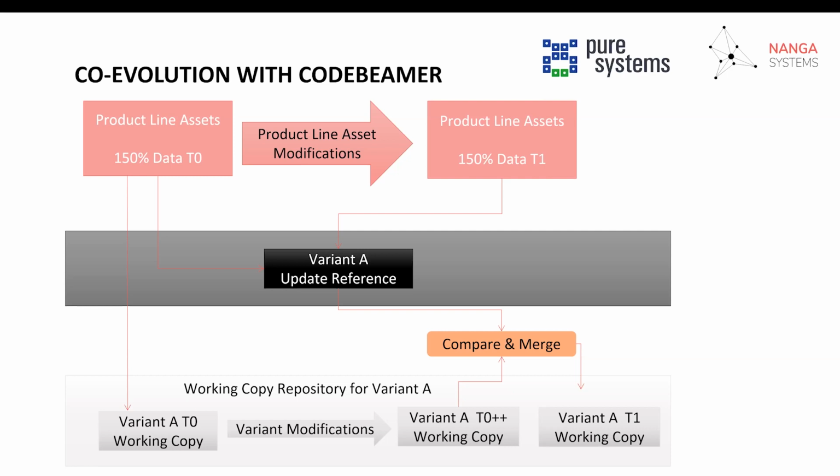We can now use the compare and merge function to combine a new variant, which has all the variant modifications from T0++ and the new product line assets in it. I want to show you how this works in the tool right now in our last example.